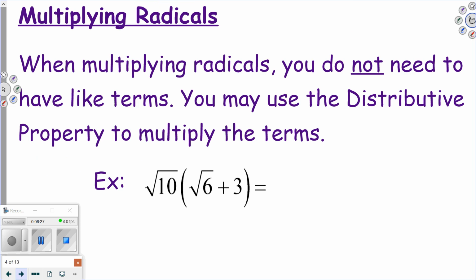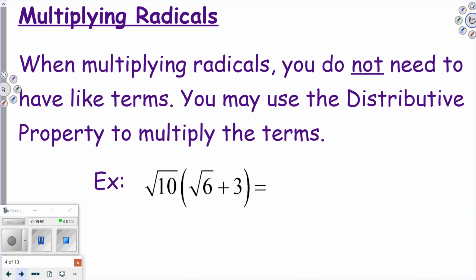All right, so let's talk about multiplying radicals. Have we already done some multiplying with radicals? Yeah, we have. So when you multiply radicals, you don't have to have like terms, right? We talked about that earlier. People always confuse when do I need to have like terms and when don't I? So when do you have to have like terms? Adding, subtracting. When don't you? Multiplying and dividing. Okay, so you just need to keep that straight. Multiplying, they don't have to be alike.